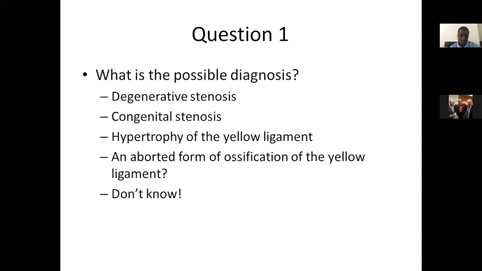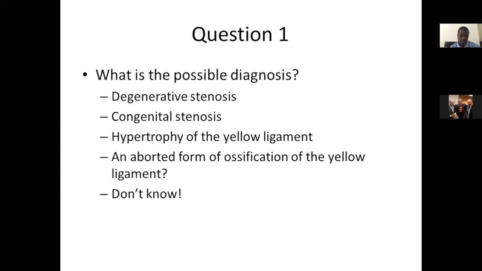These are the results, Hussam. So it is a hypertrophy of the ligament. 40% thought that. I think that is a reasonable diagnosis. That is the diagnosis. Maybe it is a hypertrophy, but an aborted form of the ossification of the yellow ligaments.